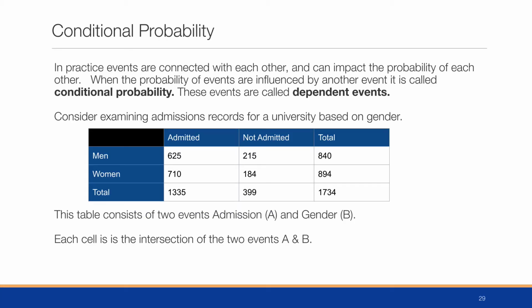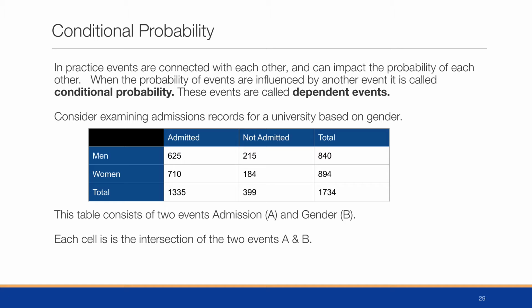Let's look at the next concept in probability called conditional probability. In practice, a lot of events are connected with each other, and they can impact the probability of each other. When the probability of events is influenced by another event, it's called conditional probability. These events are called dependent events, so they're no longer independent. We're saying something happened because of something else.